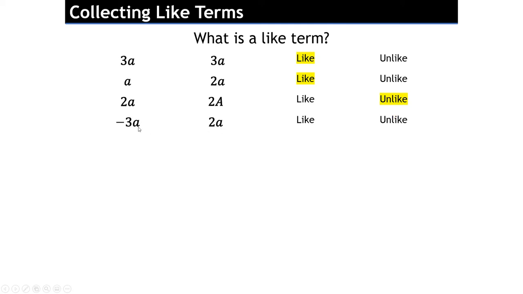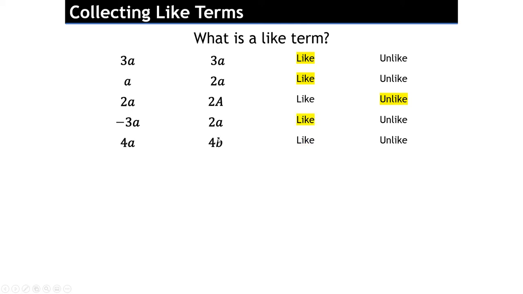Next one, we've got minus 3a and 2a. Now remember what I said, because the integers, the digit in front of your variable, makes no difference to whether it's a like term or unlike term. These two, because our a's are exactly the same, are also like terms.